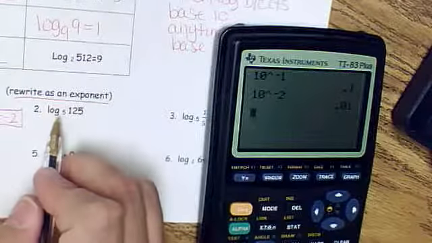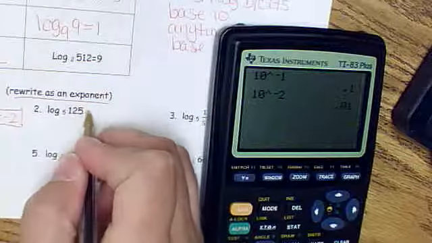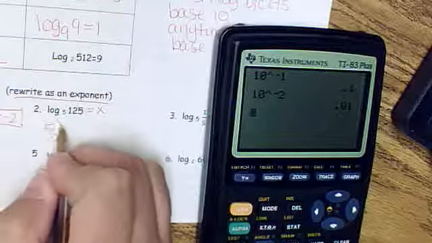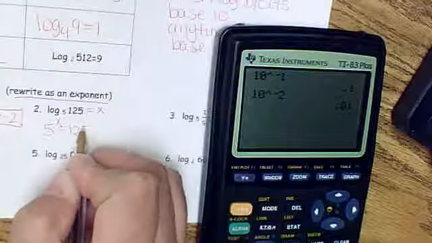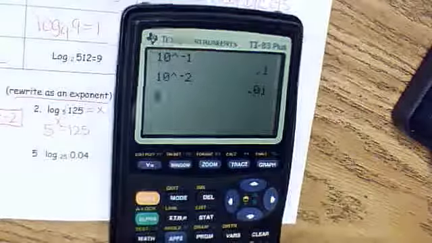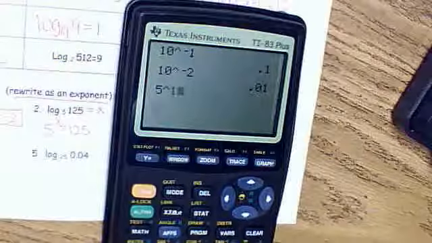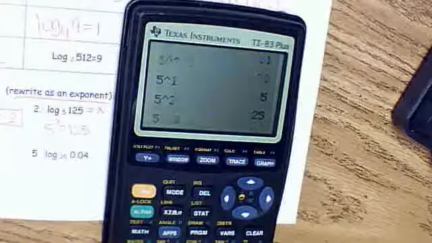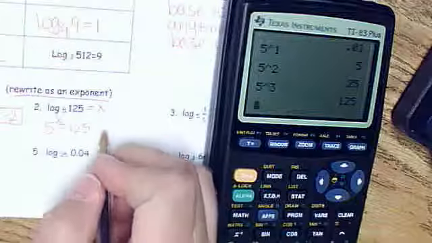So let's try number 2. Log base 5 of 125, I put equals x, and I write it as an exponent. 5 to the x equals 125. And then I tried in my calculator. 5 to the first is 5. 5 squared is 25. 5 to the third power, 125. So x equals 3.